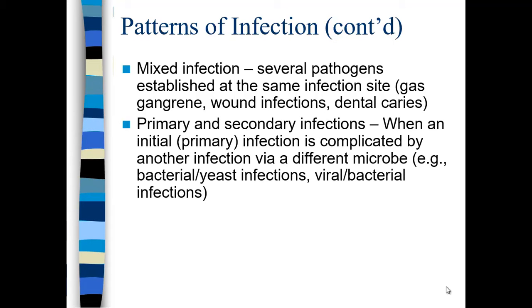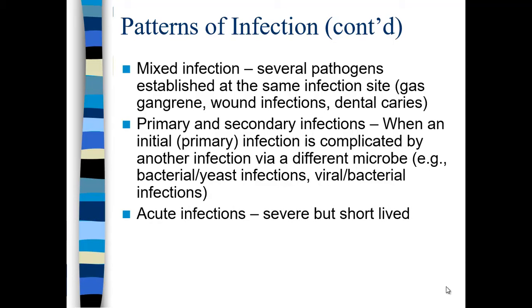Primary infection is the first pathogen that invades the host. And when you have a primary infection, you can also initiate a secondary infection by a different microbe, like a bacterial infection and then a yeast infection because of the antibiotics, or a viral infection which runs down the body and leads to a bacterial infection. So the primary is just first, and the secondary is merely second.